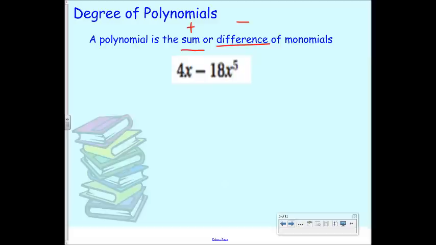How do we find the degree of a polynomial? To find the degree of a polynomial, you find the degree of each term and then pick the biggest one, okay? So we've got this term right here. What's the degree of this term? And what's the degree of this term? So the degree of this polynomial is 5. Okay?